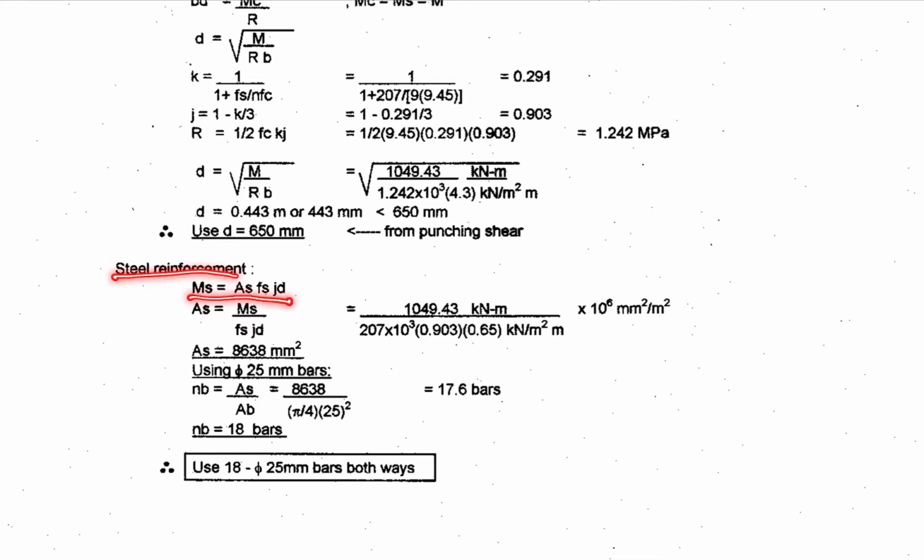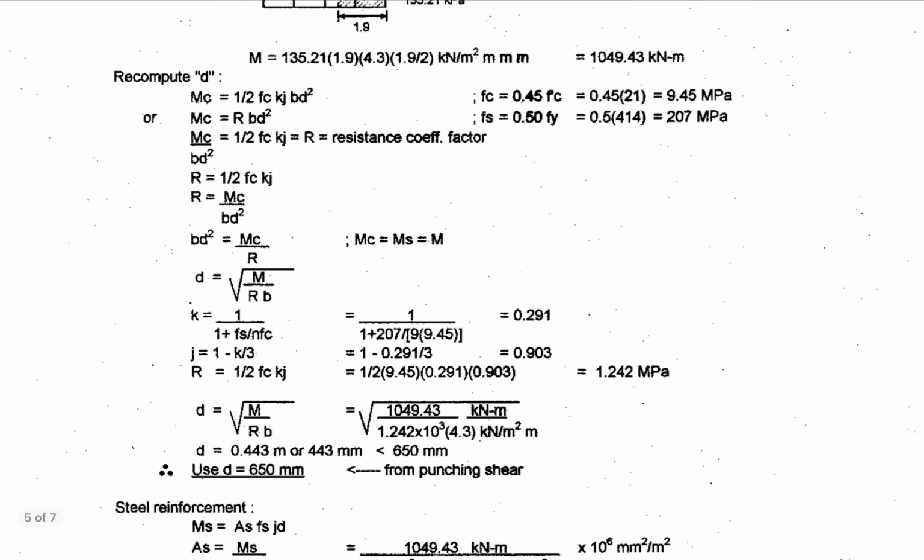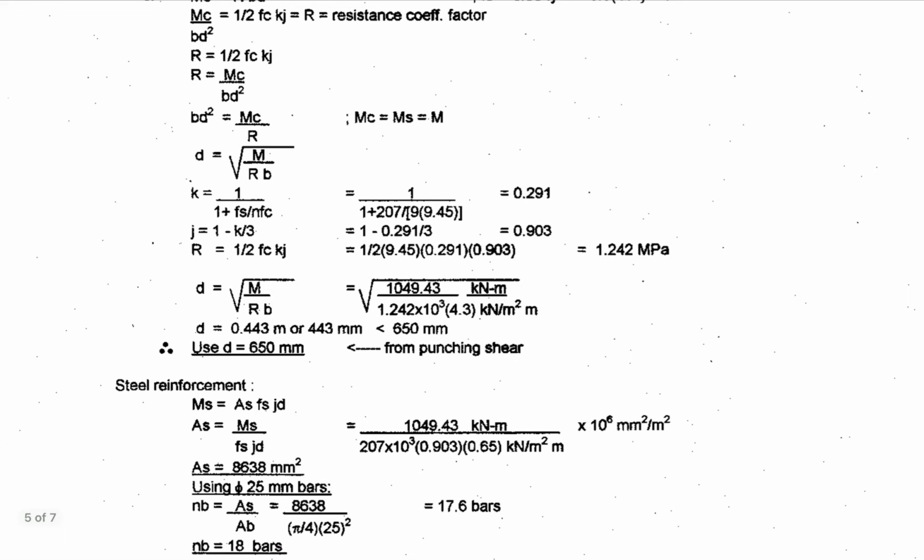So for steel reinforcement, you have the formula for the resisting moment of steel, which is the area of steel times the Fs times jd. So you solve for the area of steel, you have your Ms, which should be equal to your moment, which is 1049.43. Okay, and then you have your Fs, which is 207. Then J is 0.903, and your D, you will use the D from the punching shear, not from your resisting moment of concrete in your bending design.